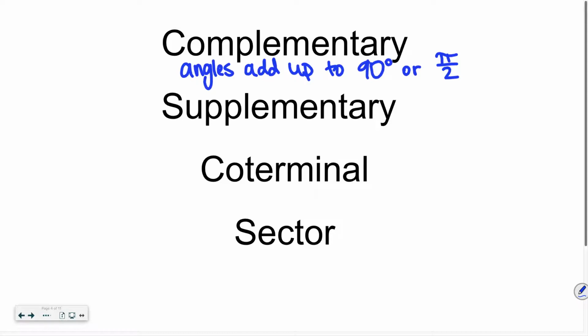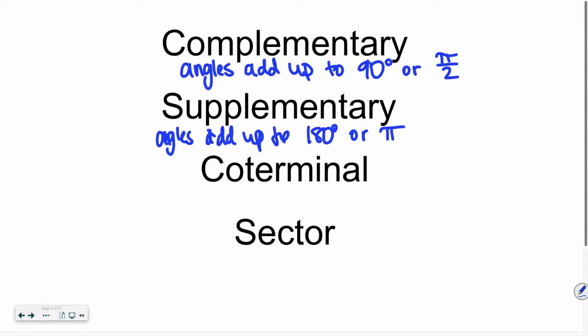Okay. Supplementary. Max, how about you tell me that one? Angles that add up to 180 degrees or pi radians. Okay. To be very honest with you, the examples that we are going to do will all be in radians because I don't think we need to practice this in degrees.